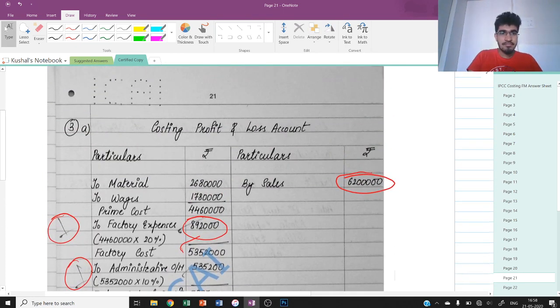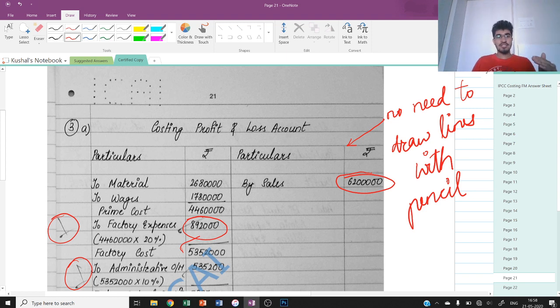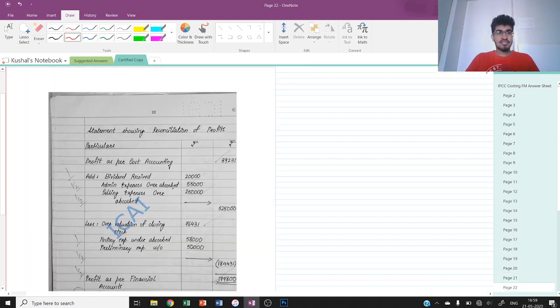See, what you have to do, you simply have to write the costing P&L account, particular rupees, particular rupees. I must say at this point of time that even if you don't draw these lines and your presentation is neat enough, which is understandable by the examiner, there is no problem at all. Okay, no need to draw these lines if you don't have time. This is a very important tip which I would like to give all of you. Or if you seriously want to draw a line, then you can use a pen instead of a pencil, because that would save a lot of time. Okay, this is the costing profit and loss account.